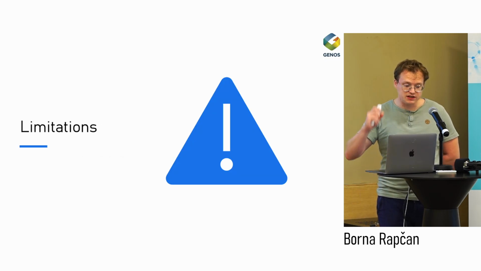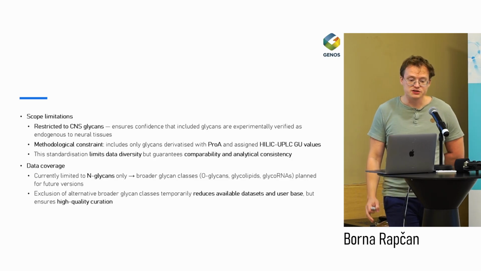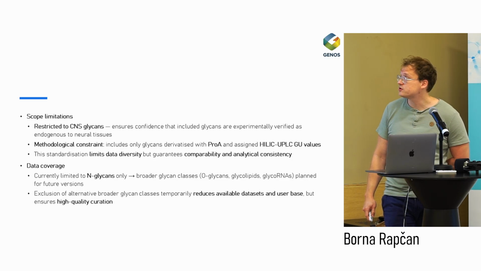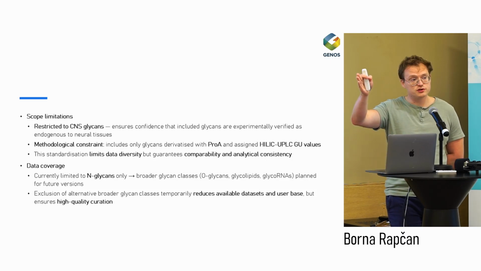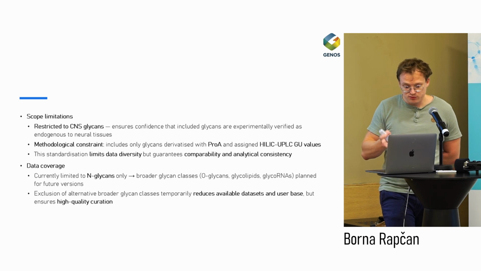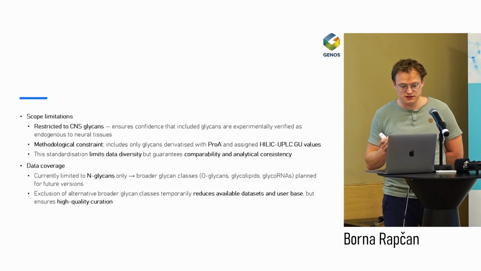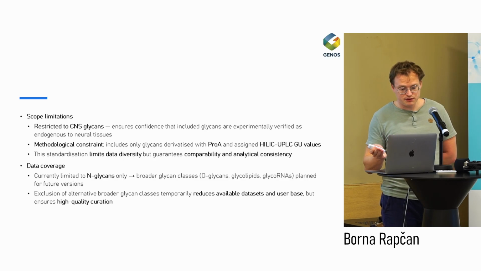So what are the limitations? I already mentioned some, or at least hinted at some. So the first one I would like to mention is the methodological constraint. So focusing only on glycans derivatized with ProA and assigned HILIC GU values limits these options. But as we said, this limitation is at the moment necessary to ensure the quality of the data that is inside the database. And the next one is data coverage.